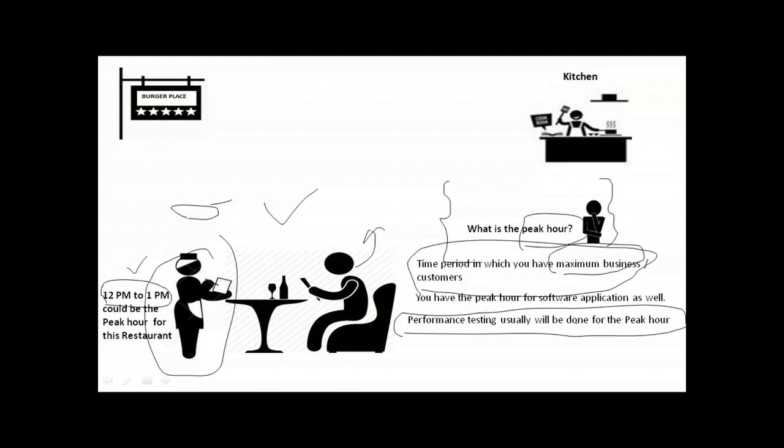Typically, performance testing is usually done for the peak hour. I'm just giving it a guess: for Amazon.com, the peak hour could be 6 p.m. to 7 p.m. every day, because that's when people get off work and reach home, and probably they might be shopping. Now, I made this statement: performance testing usually will be done for the peak hour.